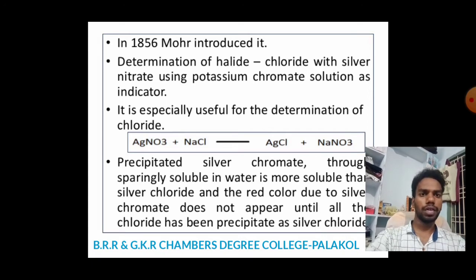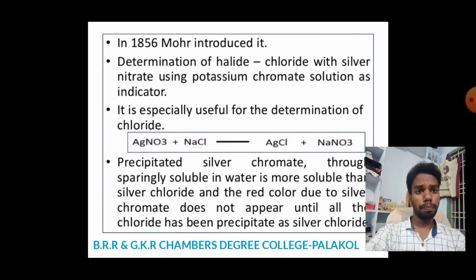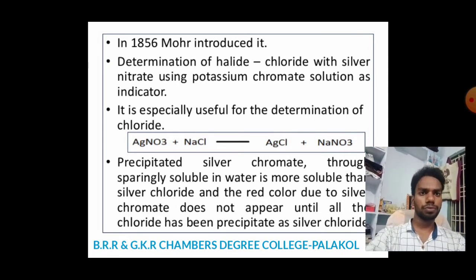The precipitated silver chromate, though slightly soluble in water, is more soluble than the silver chloride. And the red color due to the silver chromate does not appear until all the chloride has been precipitated as silver chloride. So how was this experiment performed?